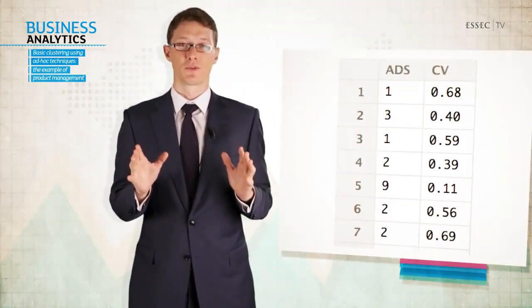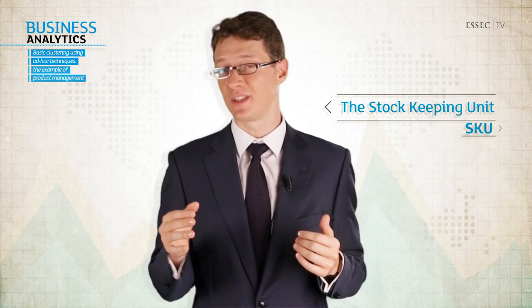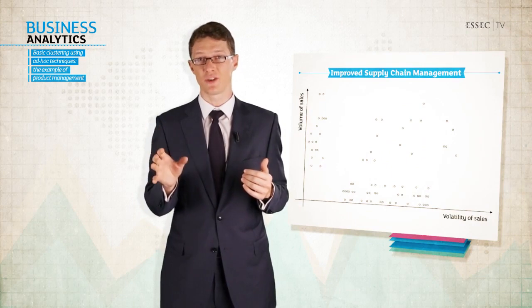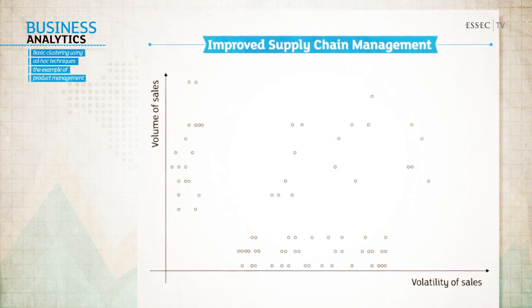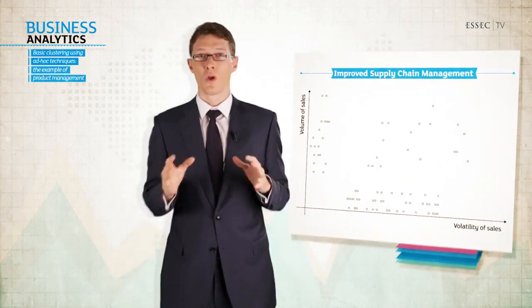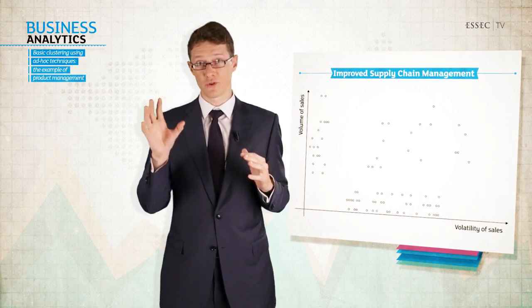A simplistic approach to this problem, but similar to what's used in the industry, would be to analyze the question along two dimensions. You could plot the average daily sales of the stock keeping unit, the SKU, as a function of the volatility of daily sales of this SKU. The volatility of something may be measured with the coefficient of variation. For instance, in this case, the coefficient of variation is the standard deviation of sales divided by the mean sales for this SKU. We can then identify groups of SKU that are similar to each other visually.